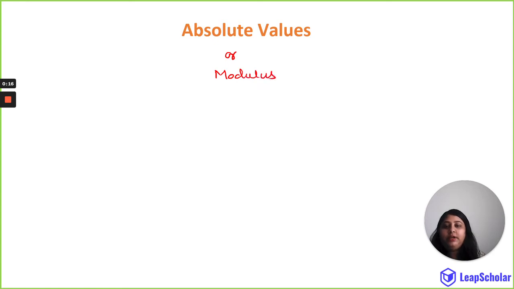Whenever you write the absolute value or modulus, we use two vertical lines. Let's say modulus of minus 5, or mod of minus 5, is always going to be 5, and mod of plus 5 is also going to be plus 5. Whether it is a negative number or a positive number, it always gives you a positive answer. Why is it so?